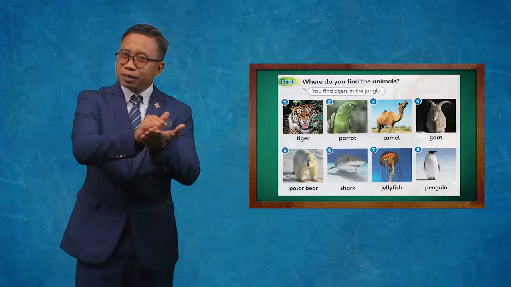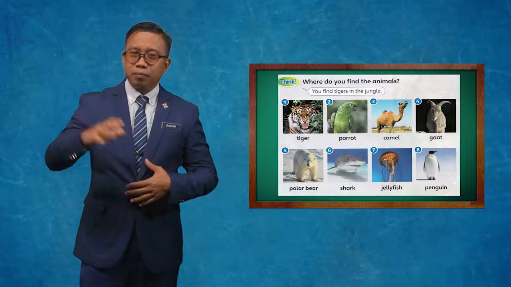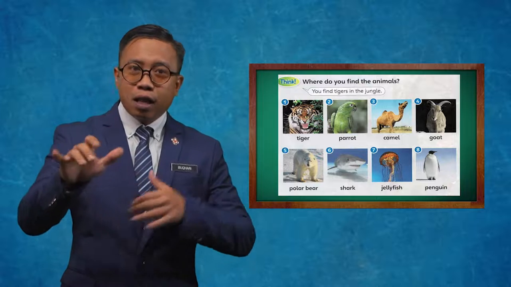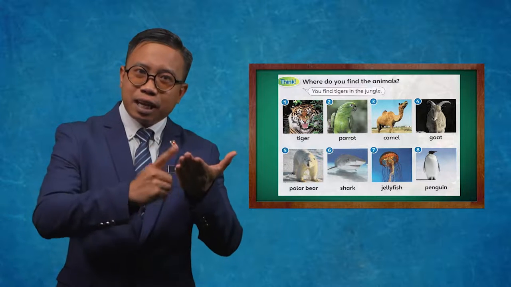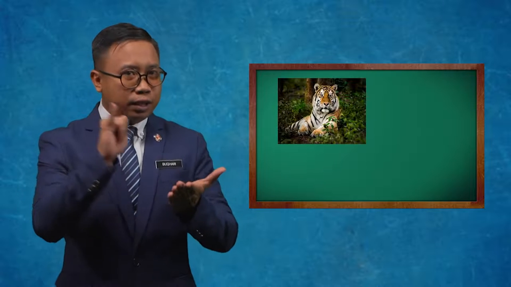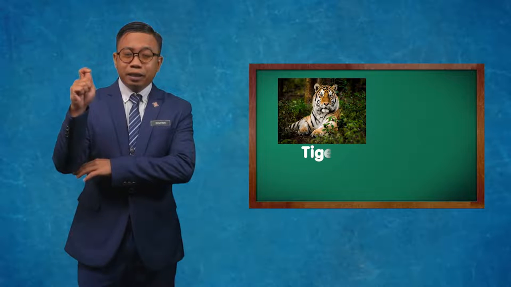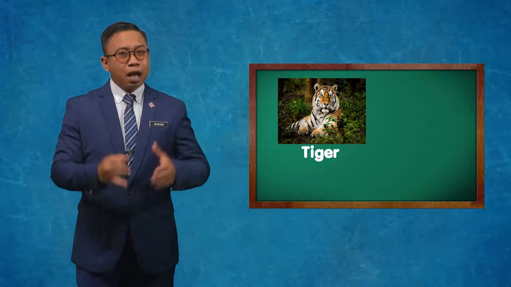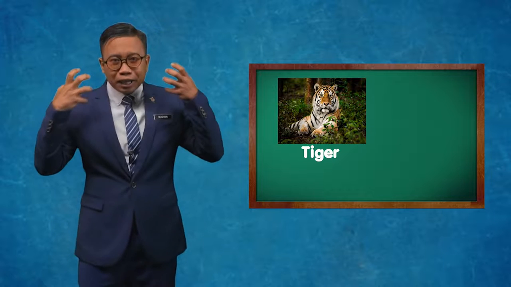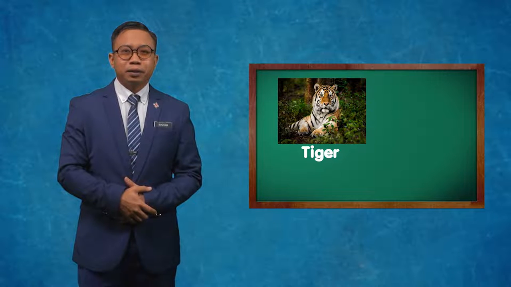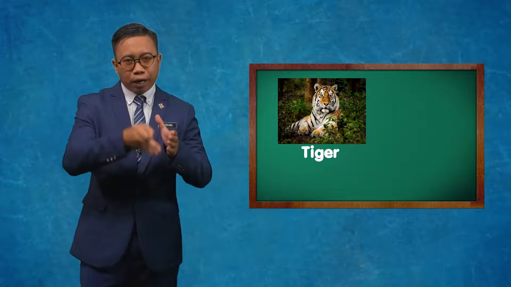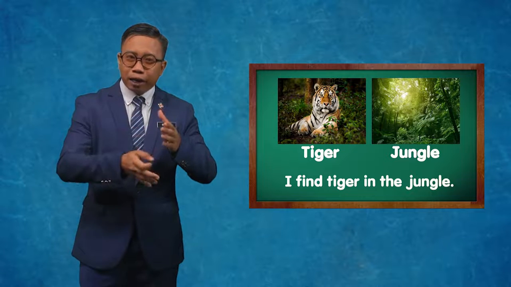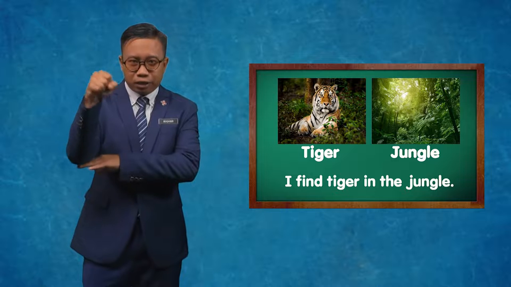Look at all these animals. Do you know where they live? Let's discuss. What is this? T-I-G-E-R. It is a tiger. Where do you find tiger? I find tiger in the jungle.